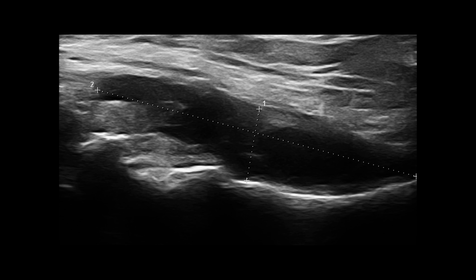This longitudinal view demonstrates a large cystic lesion in the region of the Pes Anserinus. The structure appears well-defined and predominantly hypoechoic, with posterior acoustic enhancement consistent with fluid content. It extends along the course of the Pes Anserinus tendons.